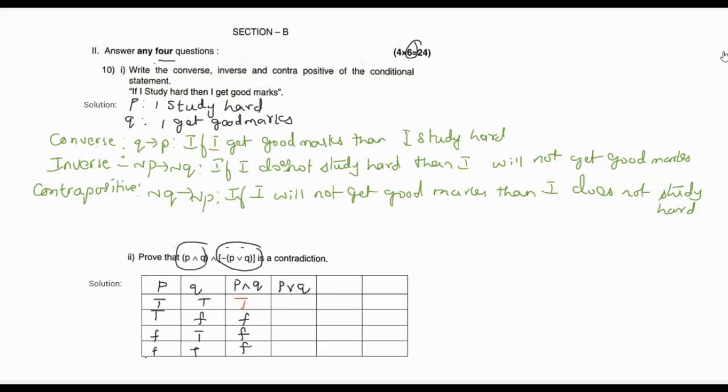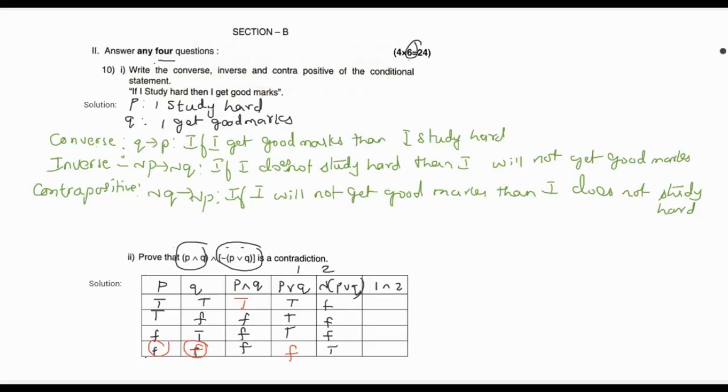Then next, the second bracket, you have P or Q. What is P or Q? P or Q is, if it is F and F, it is F, otherwise all are true. So now the negation of P or Q: whatever answer you got, reverse it. F, F, F, T. We can call this 1 and this 2. I can write 1 and 2.